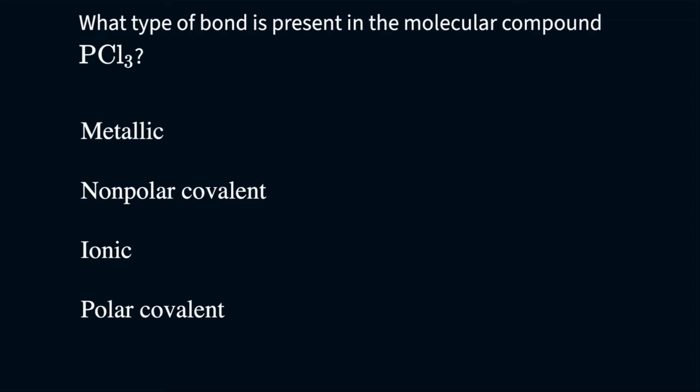What type of bond is present in the molecular compound PCl3? Okay, so we've got phosphorus trichloride. We've got P, we've got chlorine, and we've got 3 of them. And we just want to find out what the bond is. Is it metallic? Is it nonpolar covalent? Is it ionic or polar covalent?